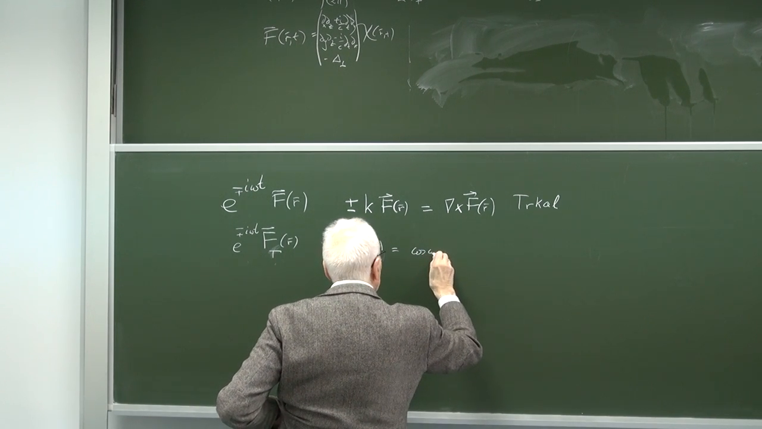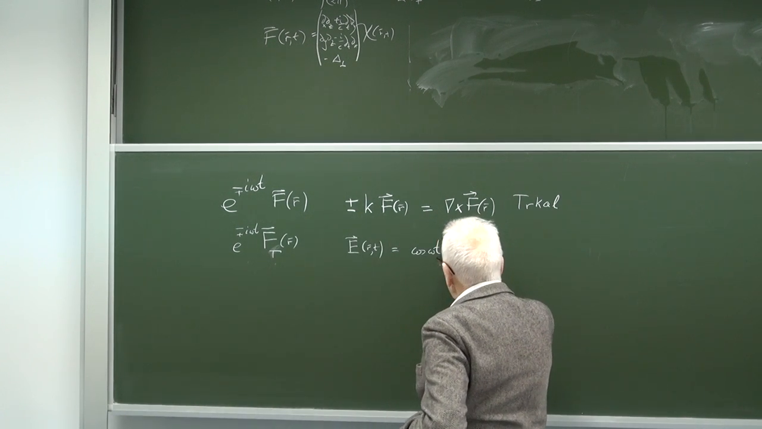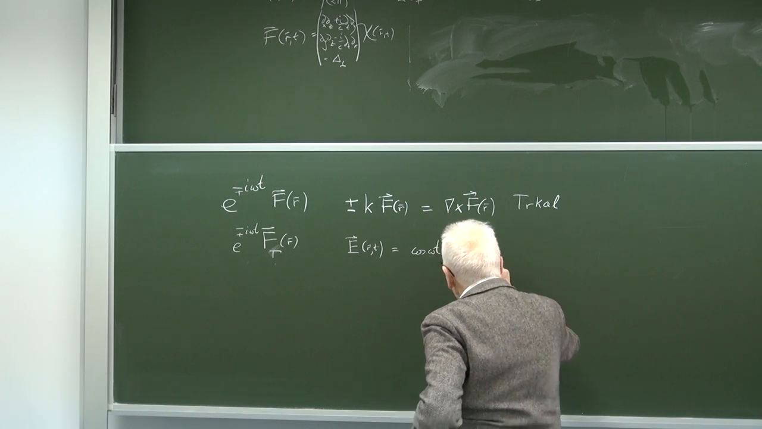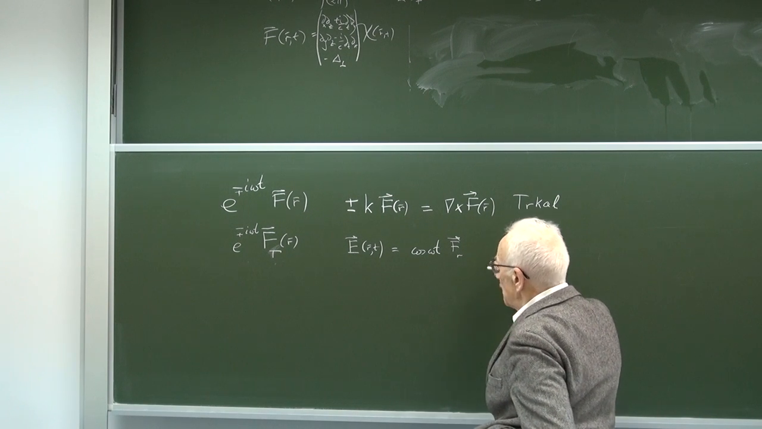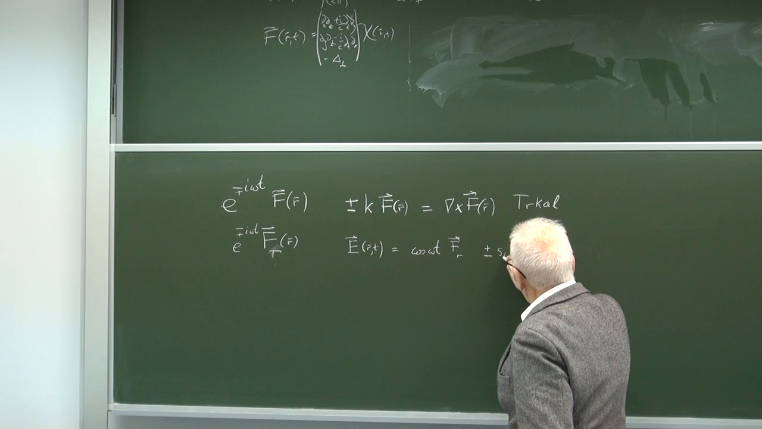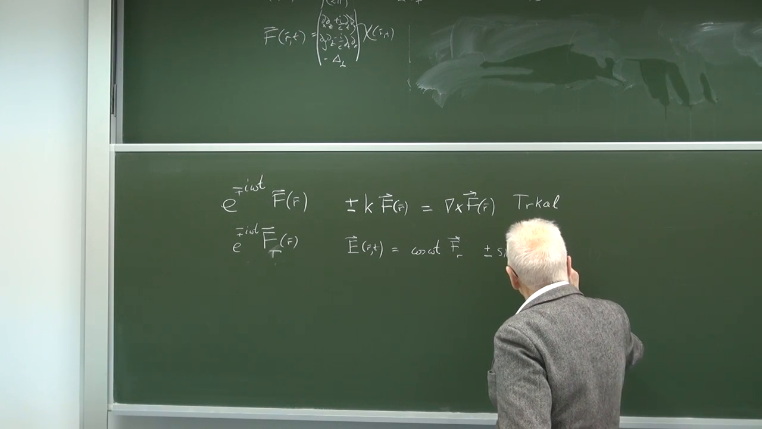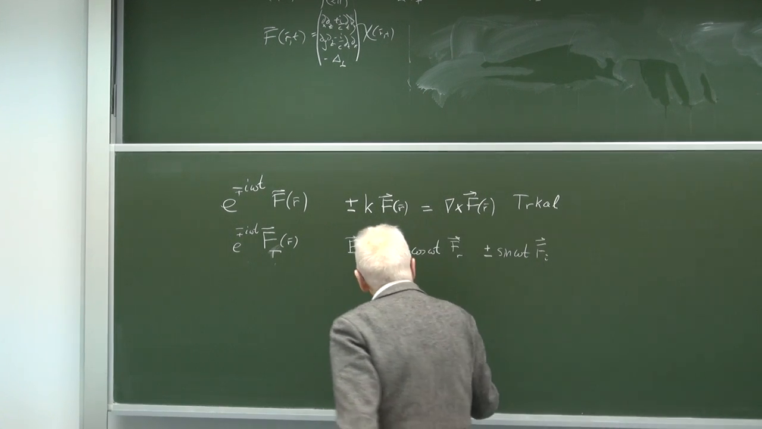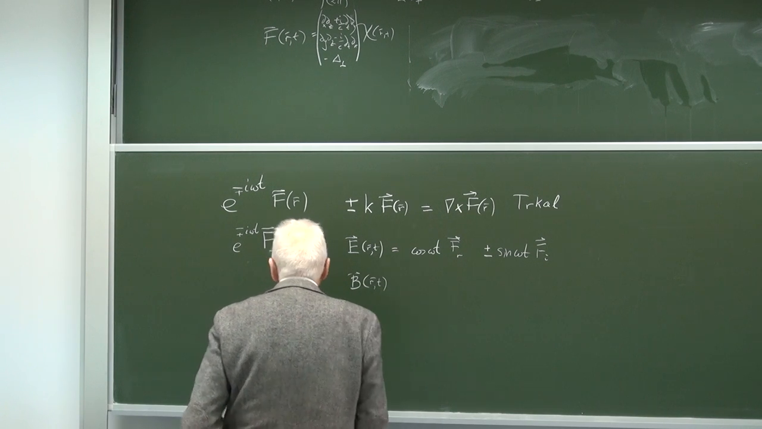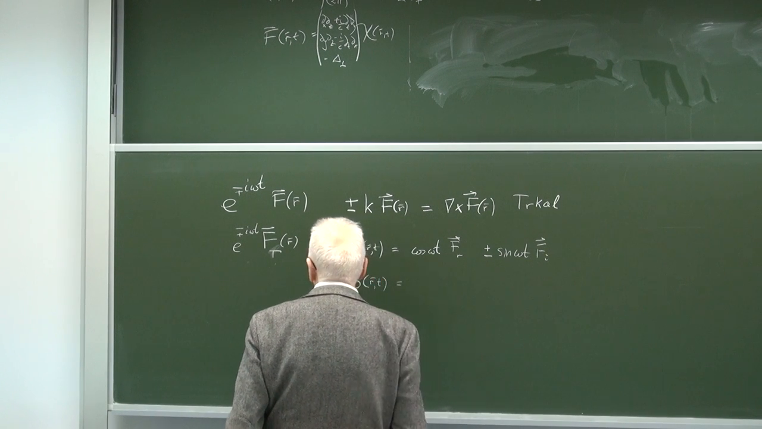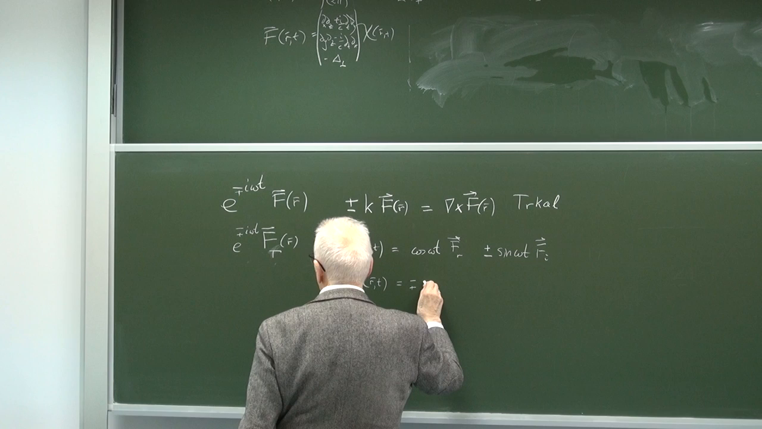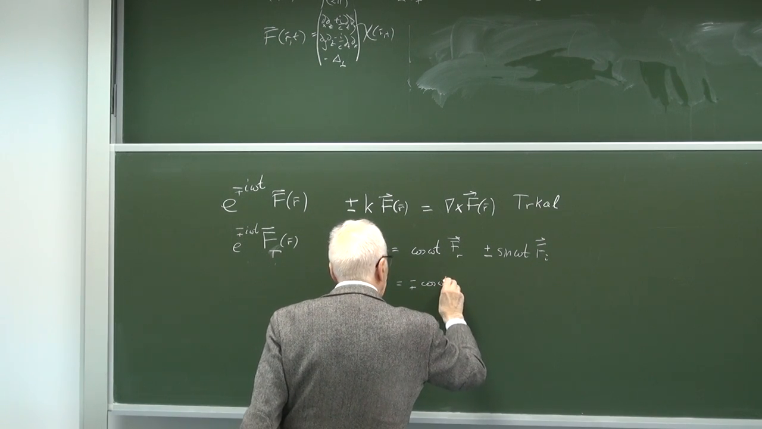cosine omega t times the real part of the Trkal vector. And the second term will have either plus or minus sign, depending on the sign over there, sine omega t, and the imaginary part of this Trkal vector. And for B, we have B of r and t, and just cosine and sine are at different places, minus, plus. Now I'm taking cosine omega t and the imaginary part.